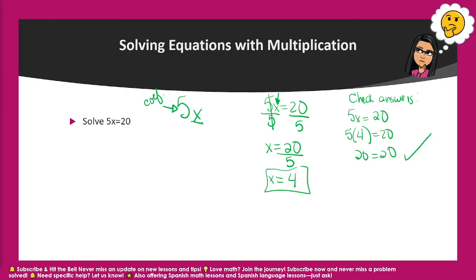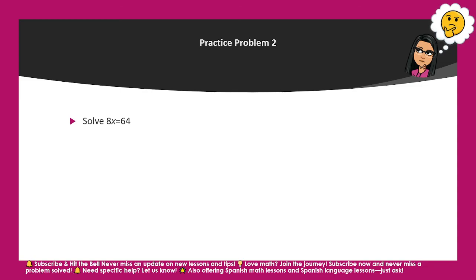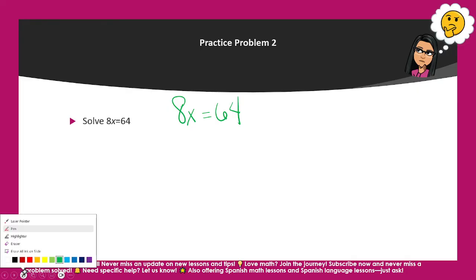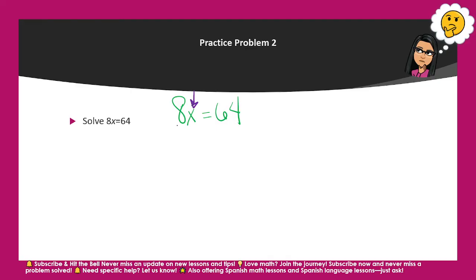Okay, so here we already solved an equation involving multiplication. So let's do the next example. Okay, so we have 8x equals 64. Same thing, right? We have the coefficient 8, we have the variable x, we have the constant 64. We have to isolate the x. Okay, so in order for me to get rid of the 8, they're multiplied, so the opposite is division. So I'm going to divide both sides by 8. So x equals 64 divided by 8, which is 8.